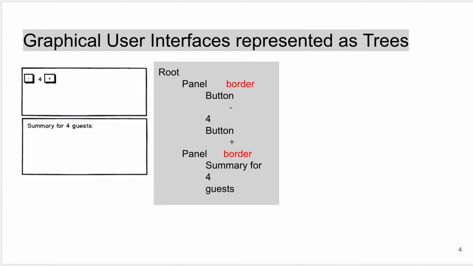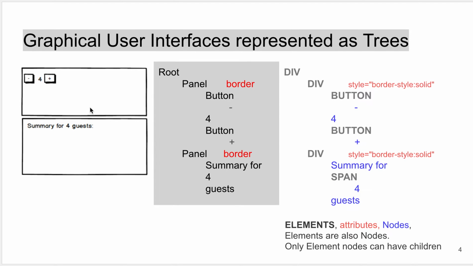Here is how this graphical user interface would be represented as a tree in most user interface technologies, and how this tree would look like in a web browser. The tree nodes in all caps represent interactive HTML widgets and are called elements. They can be configured via attributes. For example, here we configured borders using the style attribute. In blue, we show texts that are part of the tree and have no children. Those are called nodes.